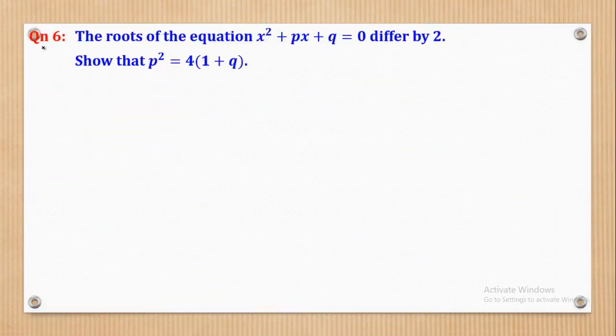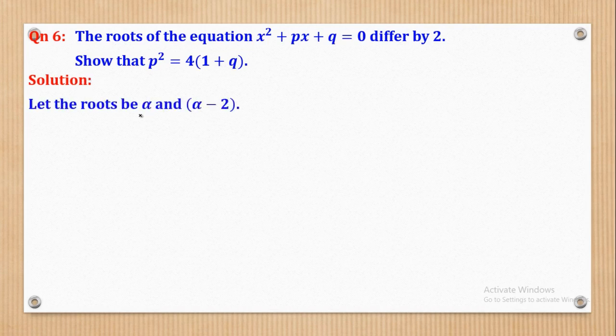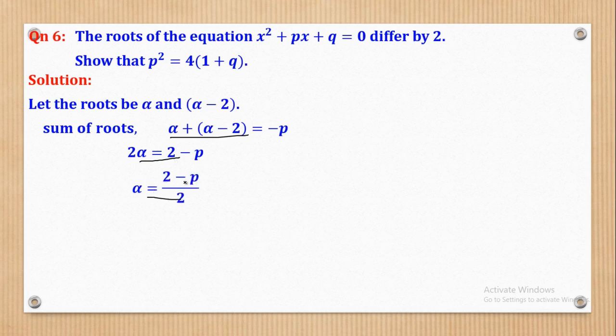So now we shall go to question 6, which says that the roots of the equation this differ by 2. Show that this is equal to that. So let the roots be alpha and alpha minus 2, because they say they differ by 2. So if one is alpha, the other one will be alpha minus 2. Therefore, sum of roots will be that. So open brackets to come up with that, make alpha the subject to come up with that.